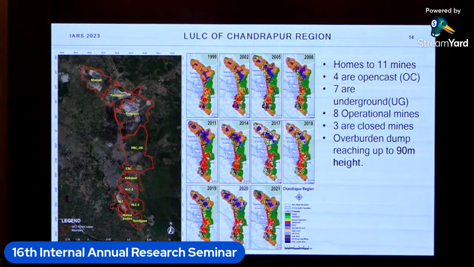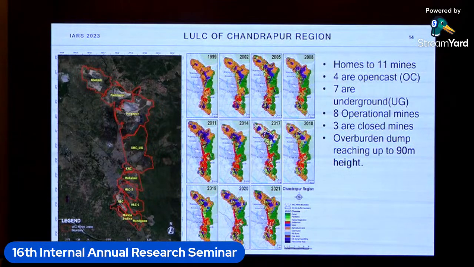In Chandrapur region, the largest mines are Durgapur and Padmapur. Durgapur and Bhatari mines are near the protected area, that is Tadoba Andhari Tiger Reserve. The Durgapur mine has an overburden dump that has been reaching a great height and that disturbs the movement of animals.